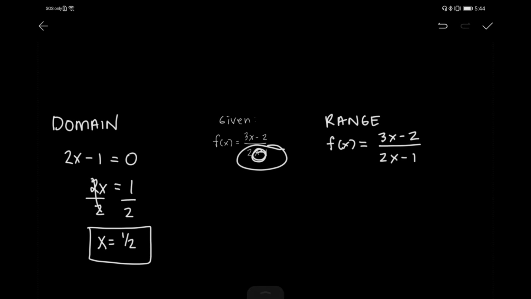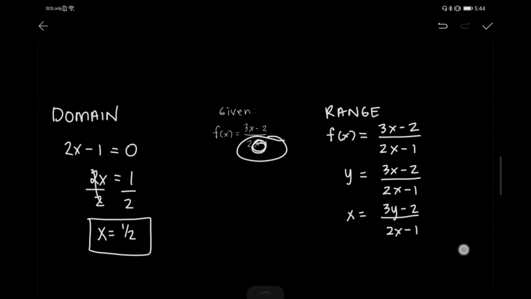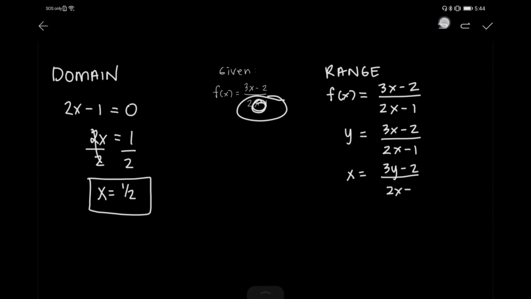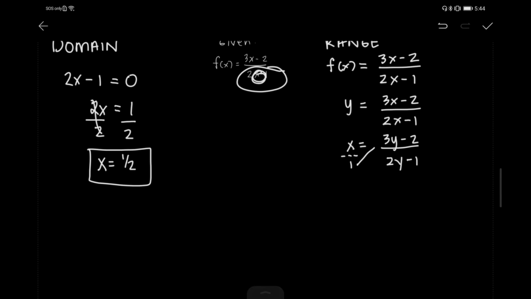Kunin natin yung inverse. So this is y is equal to (3x minus 2) all over (2x minus 1). Then, interchange natin yung x and y. So this is x is equal to (3y minus 2) all over (2y minus 1). Then solve for the value of our y. So to do that, we have to cross multiply. So 1 times 3y minus 2 is 3y minus 2, then x multiplied by 2y minus 1.